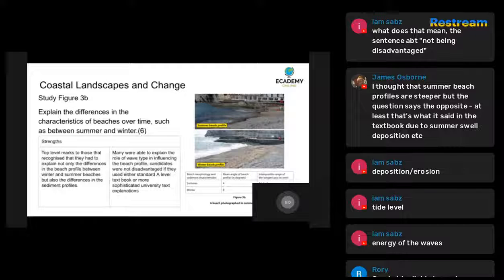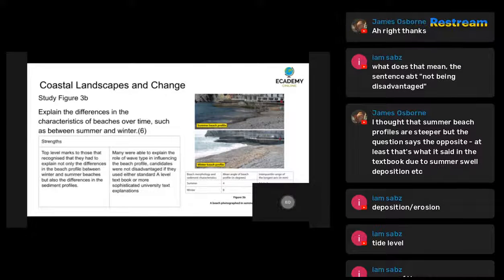Not being disadvantaged, in the sense that whilst it might be true in some coastlines, it may not be accurate information. You might not get steeper profiles. And so the examiner's not going to mark you down, they're not going to not give you any marks. They will try to give you marks as long as what you've communicated shows clear understanding.